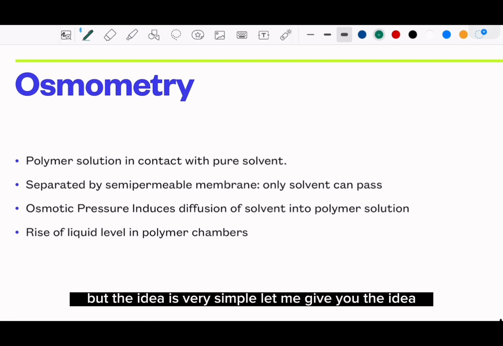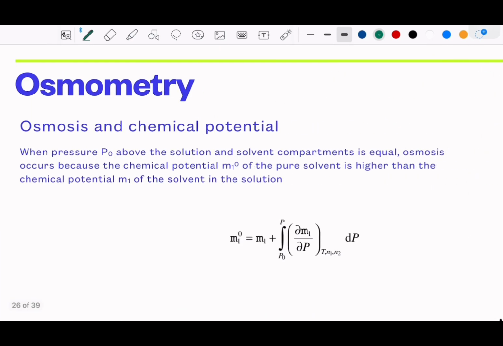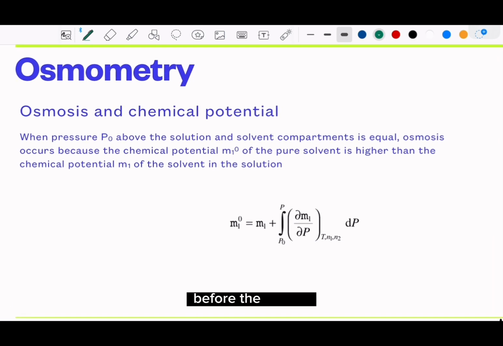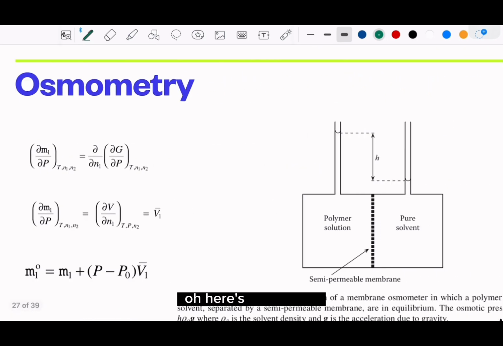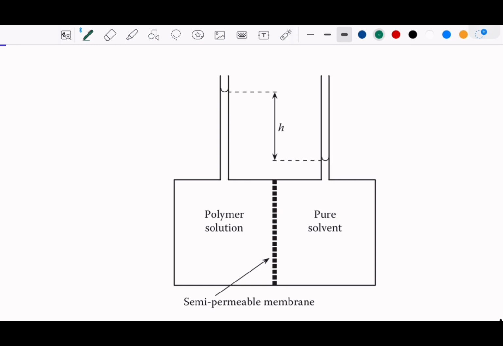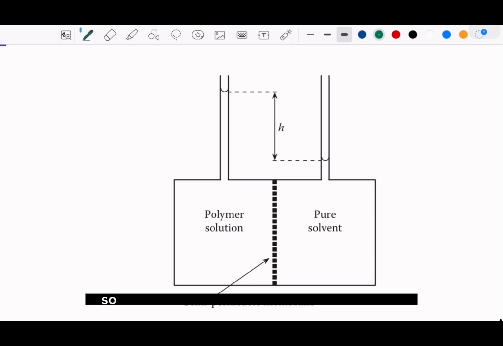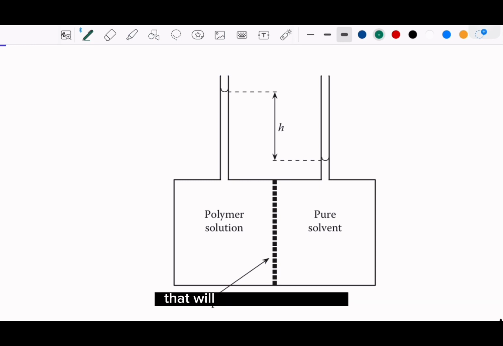Let me give you the idea. Before the picture, where's the picture? Oh, here's the picture. So this is the polymer, and this is the solvent, and this is the membrane. The idea is there will be some diffusion here that will change this height. So we can get the height, and from the height we can write the formula for the pressure.